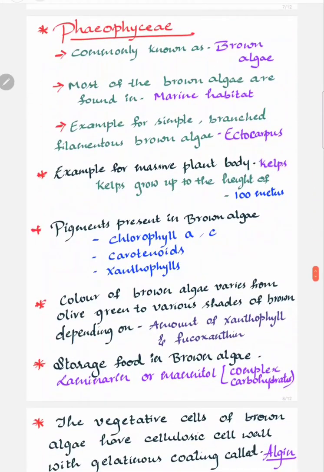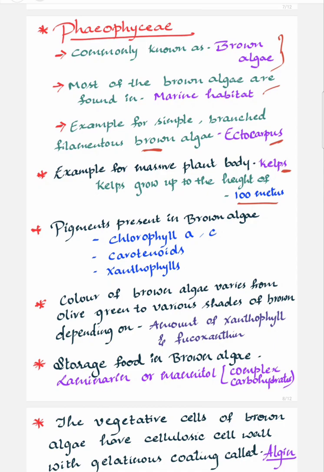Next we will move towards the Phaeophyceae, commonly known as brown algae. Most of the brown algae are found in marine habitats, and an example of a simple branched filamentous brown alga is Ectocarpus. An example of a massive plant body in Phaeophyceae is kelps, and kelps grow up to a height of 100 meters. The pigments present in brown algae are chlorophyll A and C, carotenoids, along with xanthophyll.